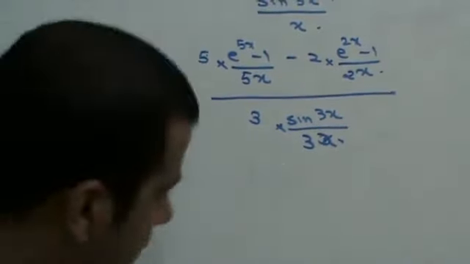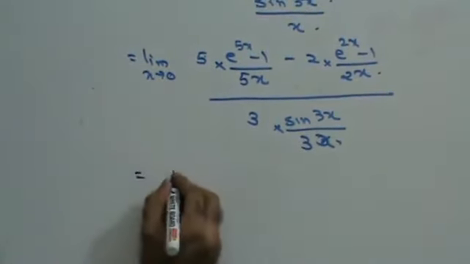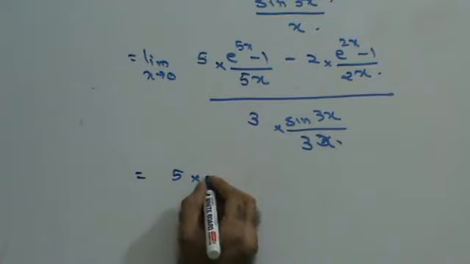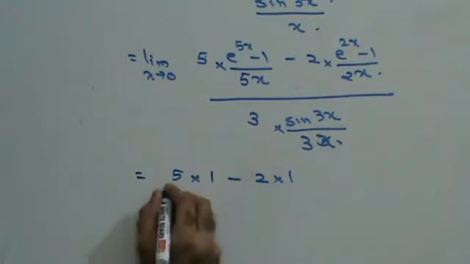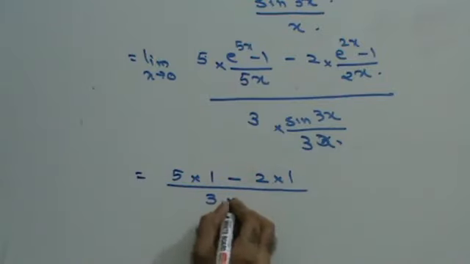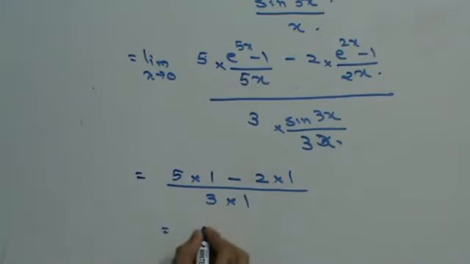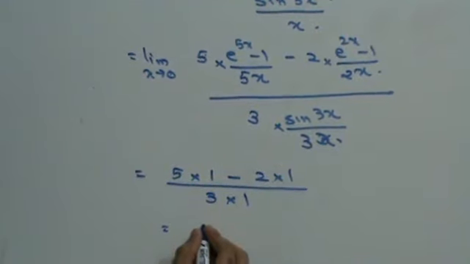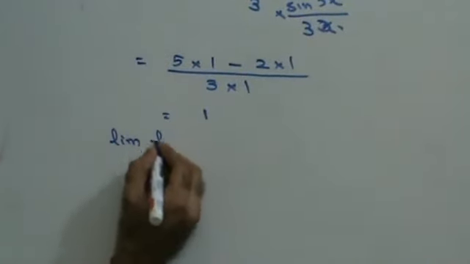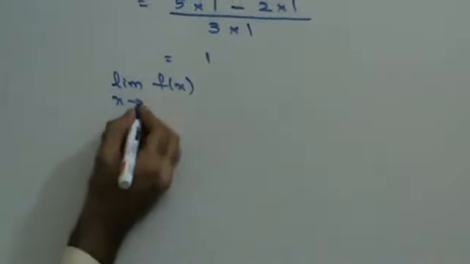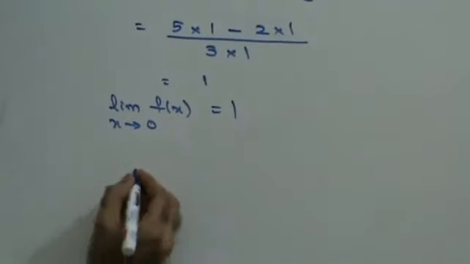Fine? Now, apply your formula. So this will be 5 times (e raised to x minus 1) upon x, which is 1, minus 2 into 1, upon 3 into 1. This is 5 minus 2 upon 3. 5 minus 2 is 3, 3 upon 3 which is 1. Therefore, you found out that limit of f of x as x tends to 0 is 1.